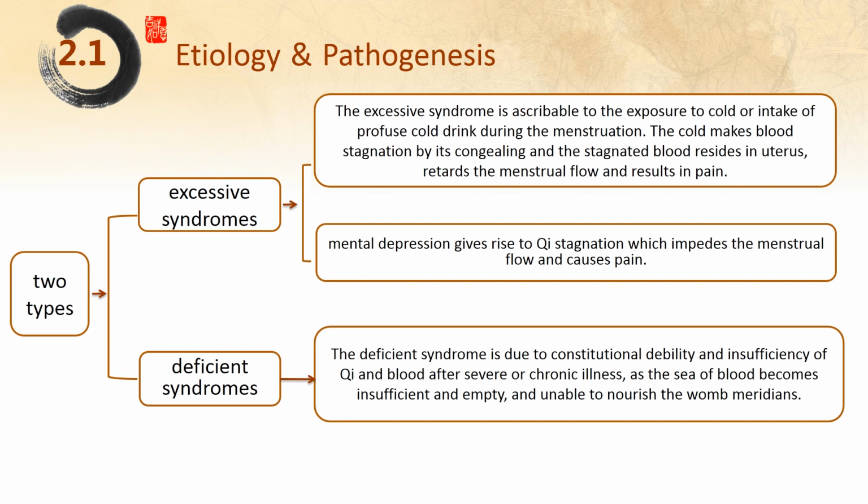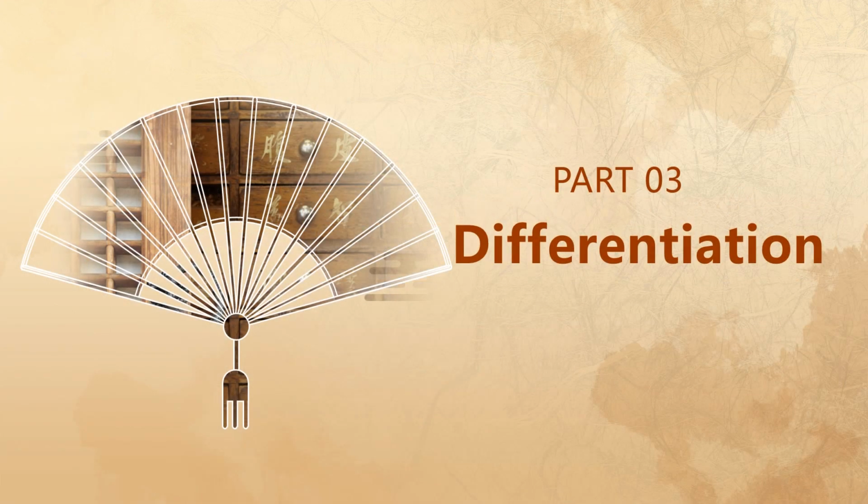On the other hand, mental depression gives rise to qi stagnation, which impedes the menstrual flow and causes pain. The deficient syndrome is due to constitutional debility and insufficiency of qi and blood after severe or chronic illness, as the sea of blood becomes insufficient and empty, and unable to nourish the whole meridians. Next part, differentiation.